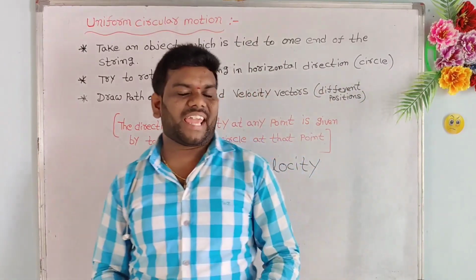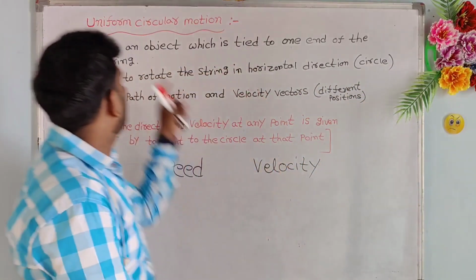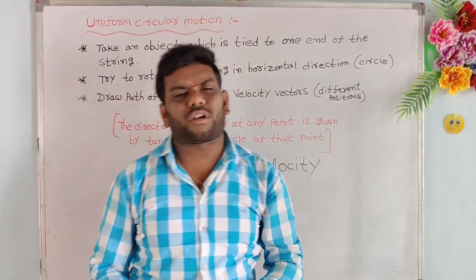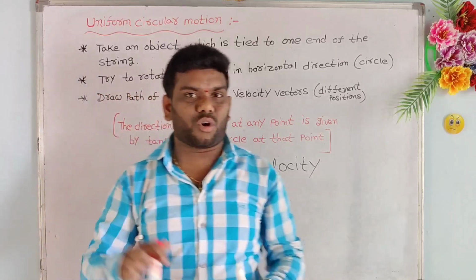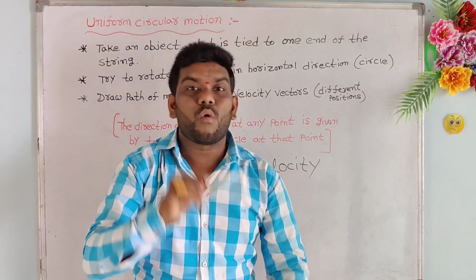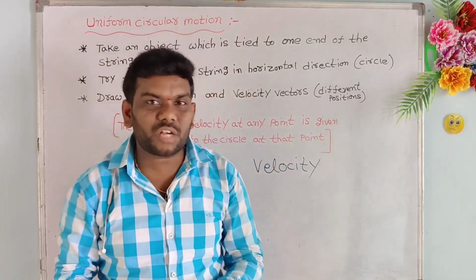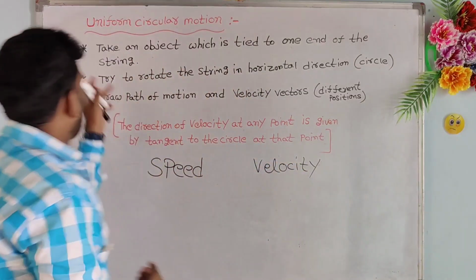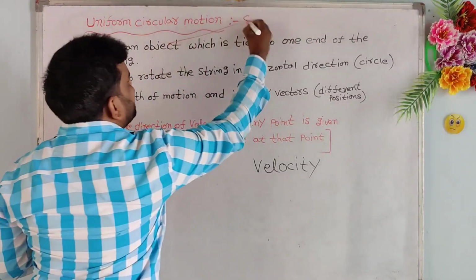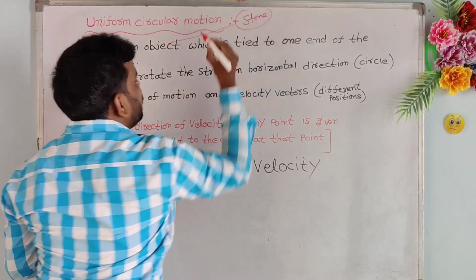Now I will take another example. Let us start. Uniform circular motion. It is very important. Uniform circular motion. We have to move a body in a circular path. For this, I will take one object. Here my object is a stone. It is very important. Stone.